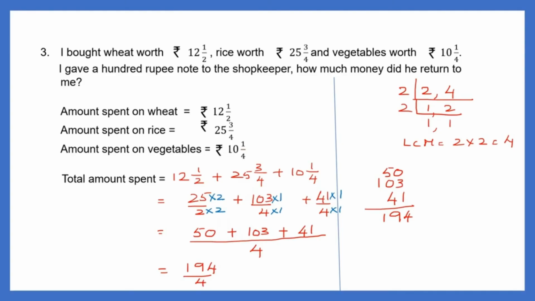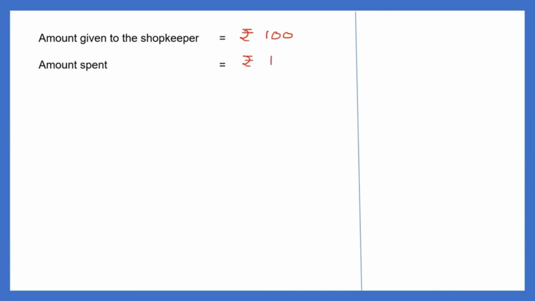We're not going to convert it now because we still have to continue with our sum. When you reach the final step, you can convert the improper fraction to a mixed number. Now we have 194 by 4. Okay, we're going to continue with our sum. Amount given to the shopkeeper is 100 rupees. Amount spent, we just calculated, 194 by 4.